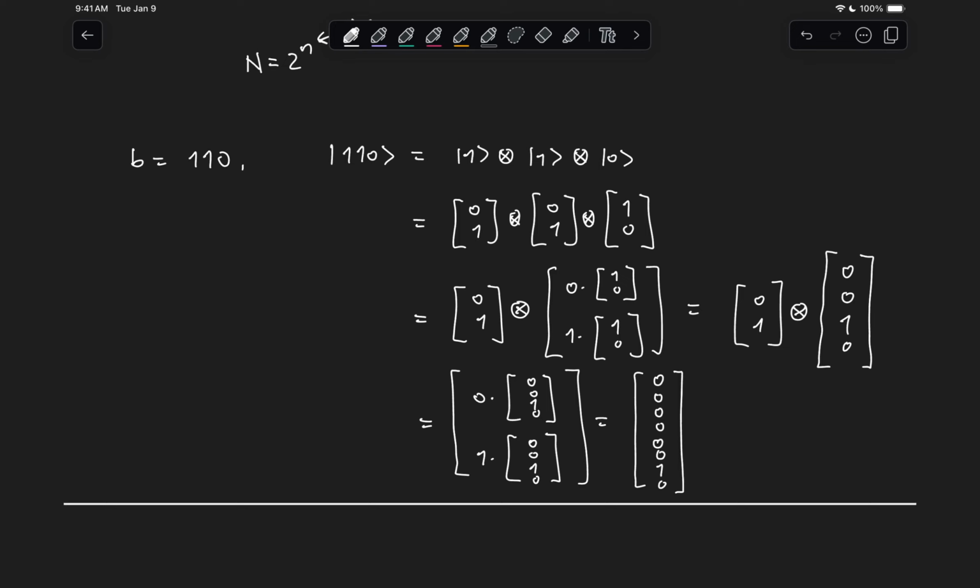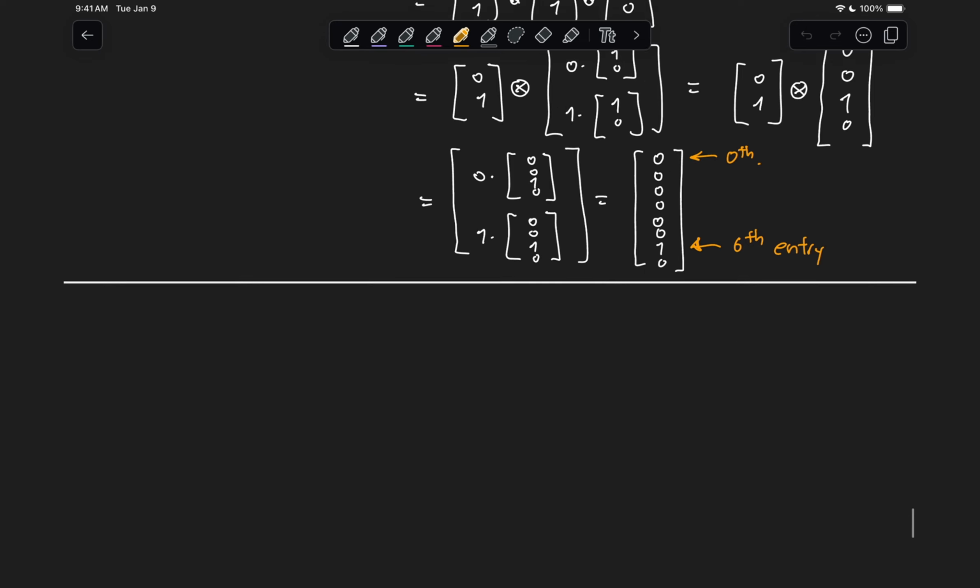Now, something interesting that we did not mention in the previous video, but you can find on the course website, is that the decimal representation of this number is 6. And if we take a look at the final column vector, what we end up with is a vector just with zeros, except for a 1 in the 6th entry of this vector. So the way we will count this is we always start by taking the first element in the vector as the 0th entry.